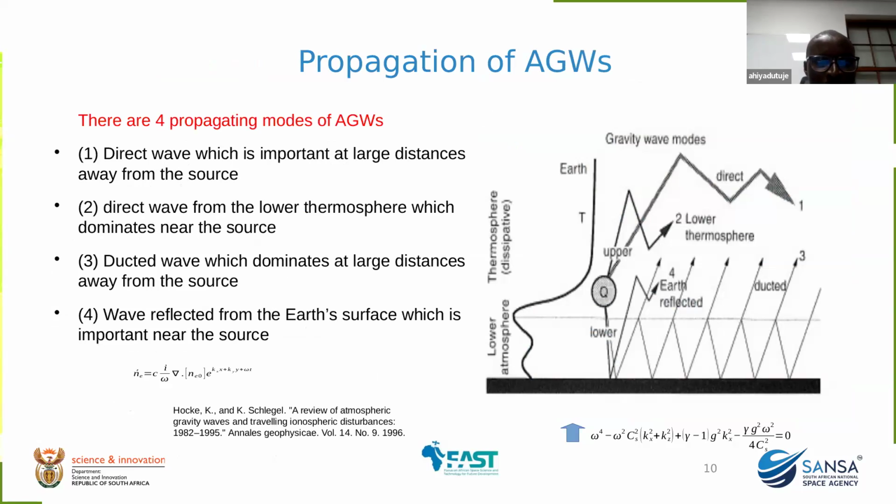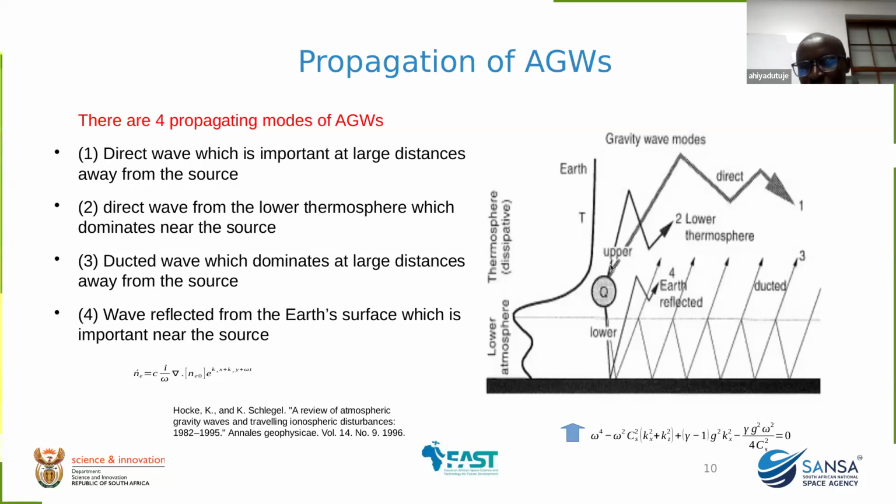Now, there are 4 methods by which those waves can propagate. The first one, as you can see on this graph, shows the height from the ground to the thermosphere. Now you have a source of the wave. Let's suppose that the waves are generated at this position. So they are going to have different ways of propagation. The first one is going to move like this, as you can see in mode number 1, which means they can propagate far away from the source.